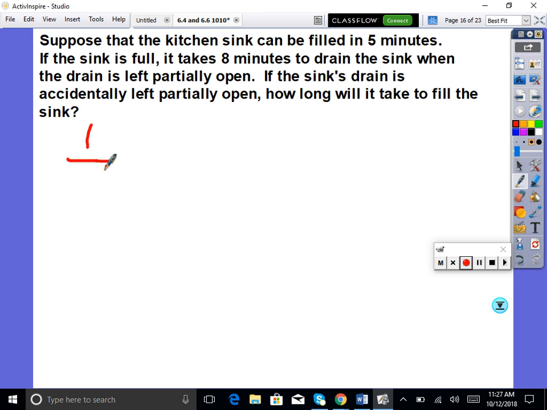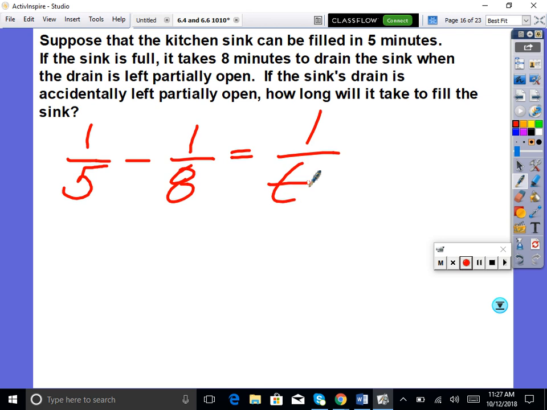So we'd say 1/5 minus 1/8 will equal 1 over t. And then we would just solve it the same way. Because they're not both going in. One's going out, one's going in. So one's positive, one's negative. Okay. I don't need to keep going with that, right? We get the picture of solving.